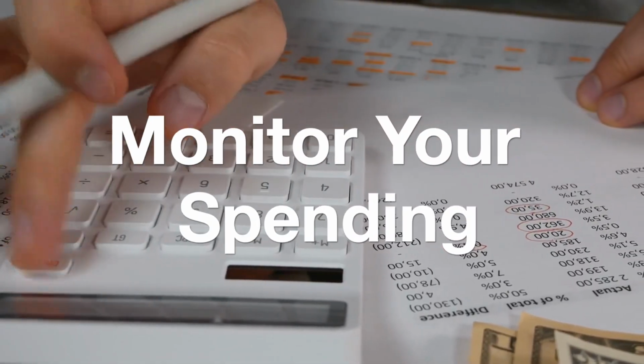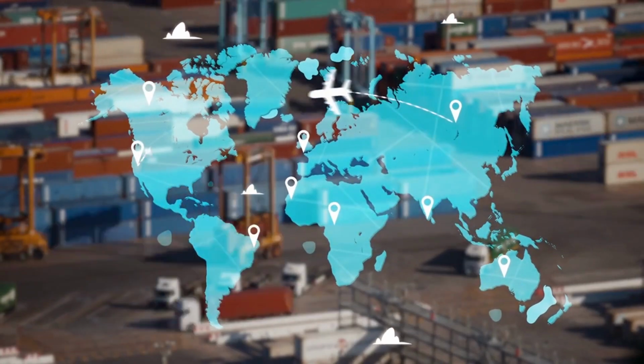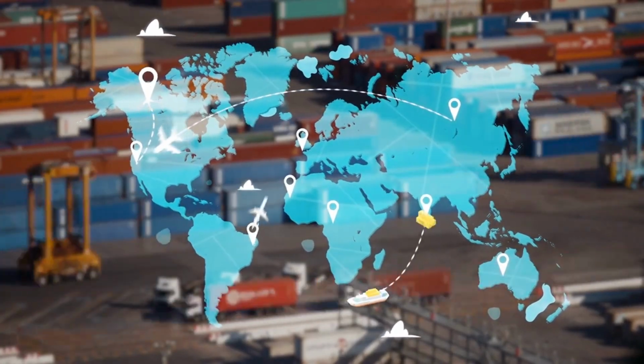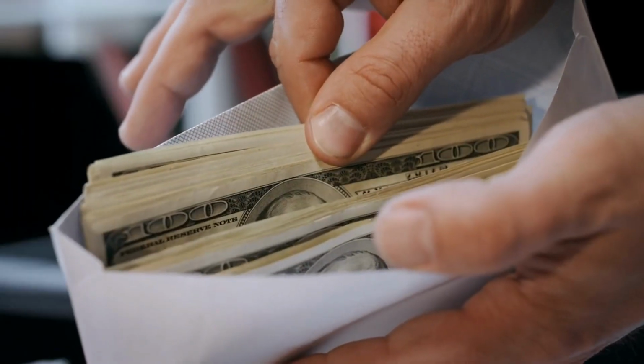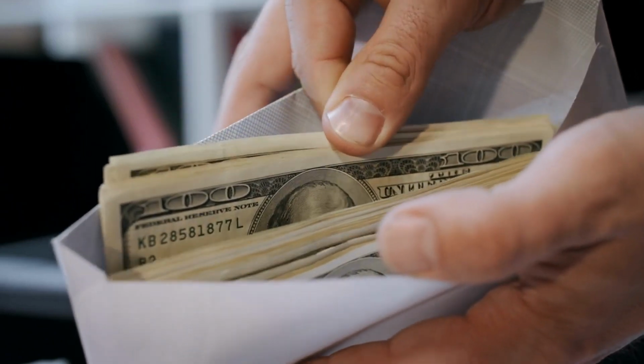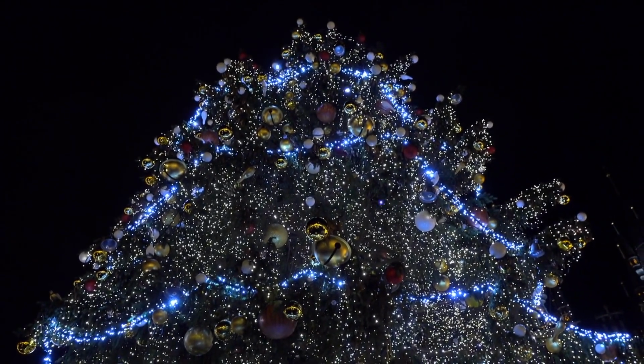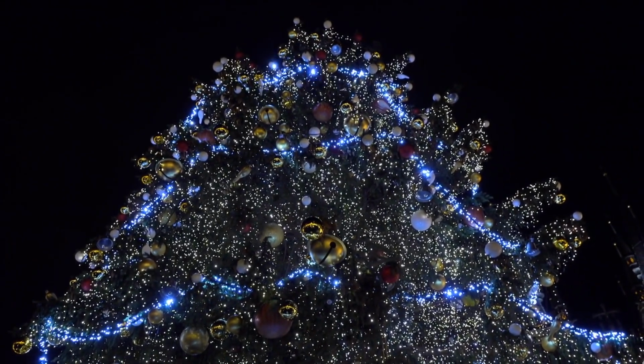Step 5. Monitor your spending and adjust as needed. Finally, it's important to monitor your spending throughout your trip and adjust your budget as needed. If you find that you are over budget in one area, try to cut back on other areas to make up for it. And if you come in under budget, consider splurging on a special activity or souvenir that you've been wanting to do or buy.